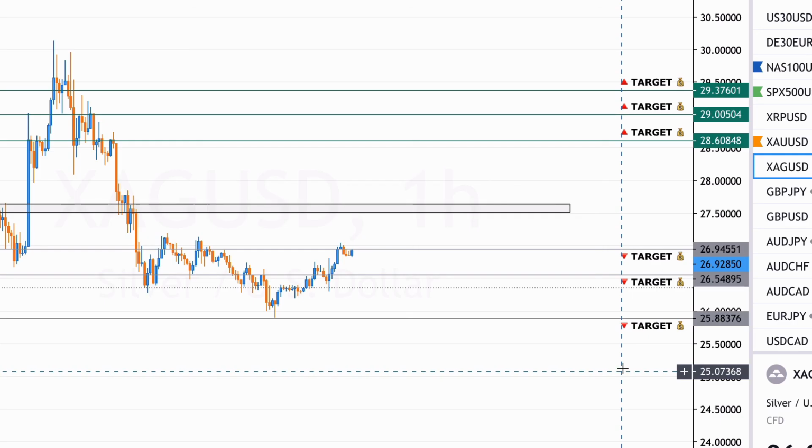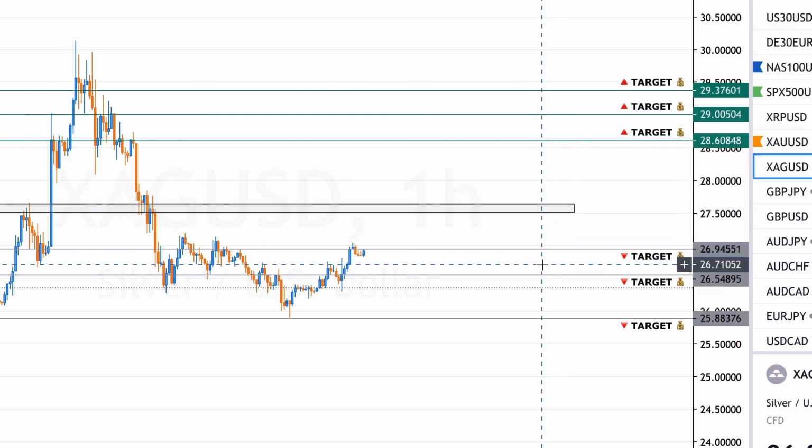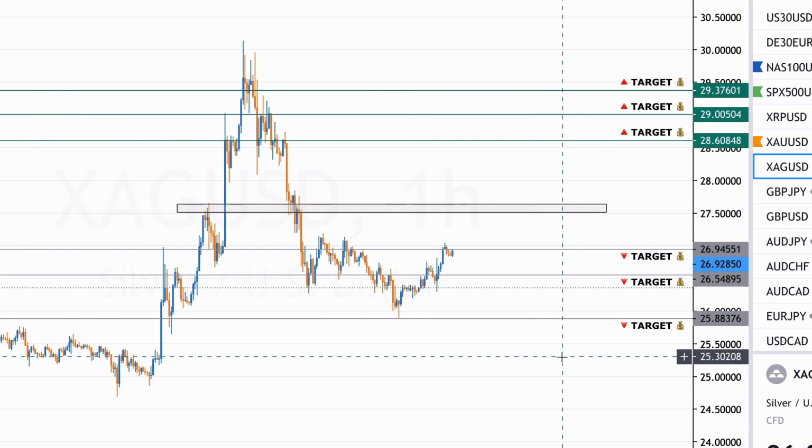All right. So that's the markup, Sunday setups. Gito, the difference is just consistency. If you go to the wick on one side, you need to go to the wick on another. If you go to the body on one side, go to the body on another. It's just consistency. You get more consistent readings when you do it like that.